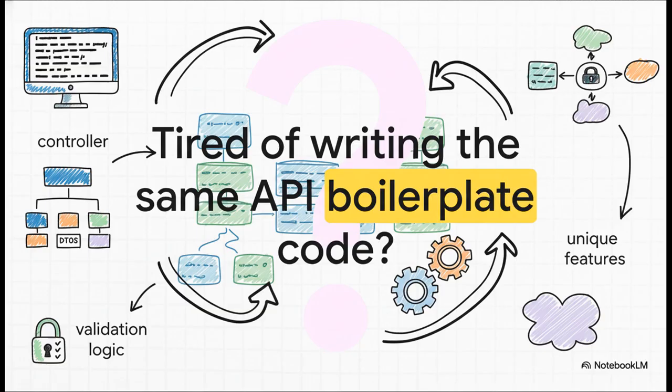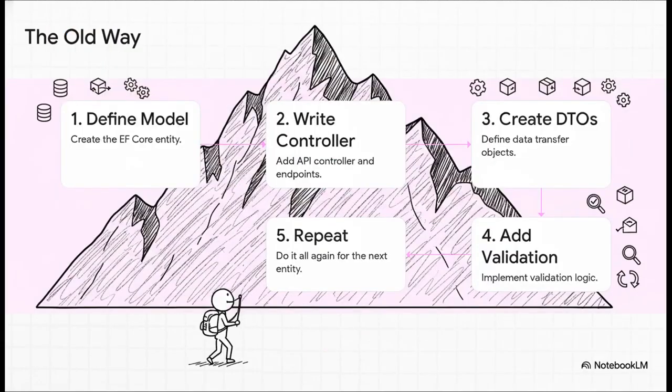You're staring at a blank file, getting ready to write yet another controller. Another set of DTOs, data transfer objects, to shape your data just right for the client. And, of course, another chunk of validation logic. It's all necessary plumbing, sure, but man, is it repetitive. It just pulls you away from building the stuff that actually makes your app special. And this slide, wow, it just lays out that familiar grind perfectly.